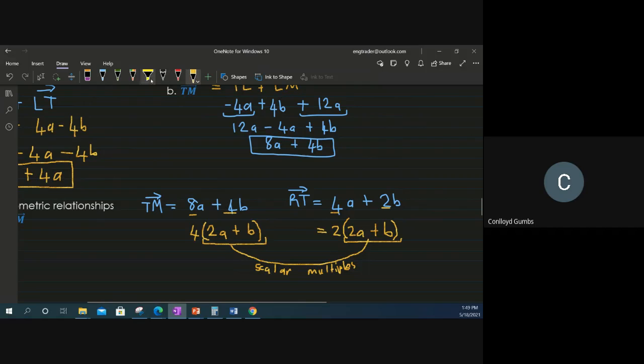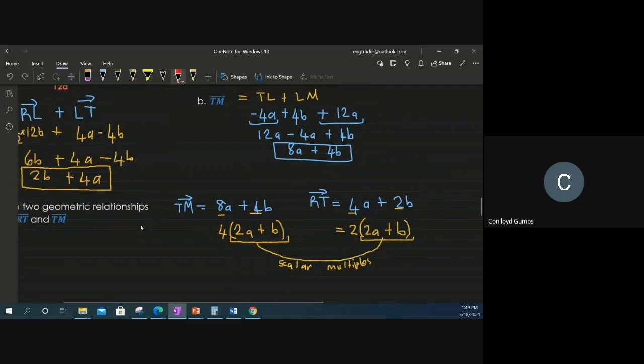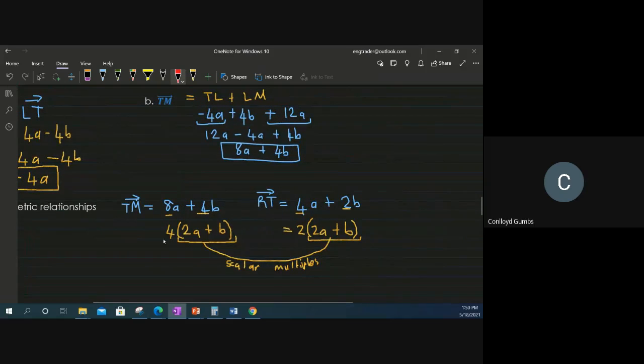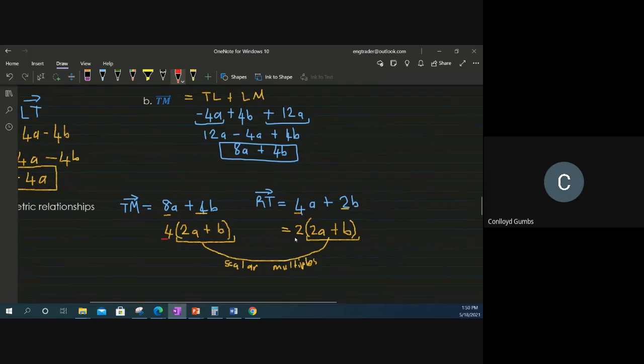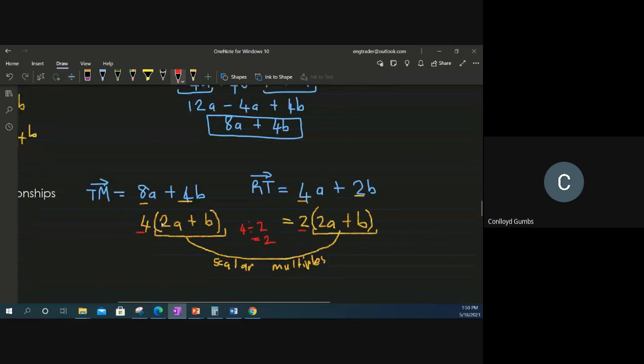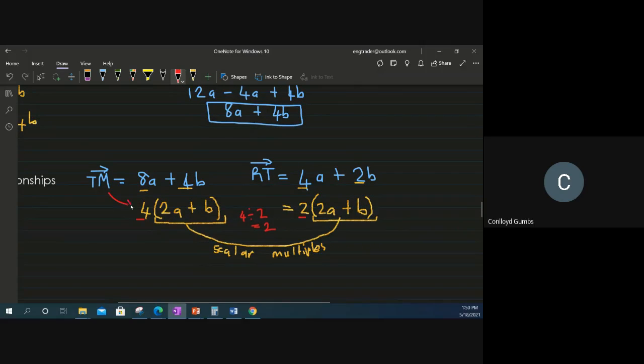Now, if they're scalar multiples, we could compare to find out the size of one to the other. So we're trying to see which one is bigger. Obviously, we know this one is bigger because it has a 4 here. This one has a 2. So we could say 4 divided by 2 is equal to 2. So bearing that in mind, since this first one represents TM, we are saying that TM is twice the size, because we get it from this 2 here, of RT. So that's our first geometric relationship.